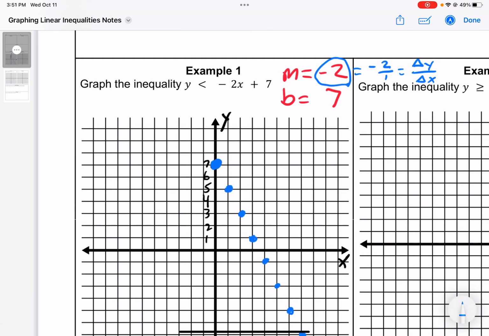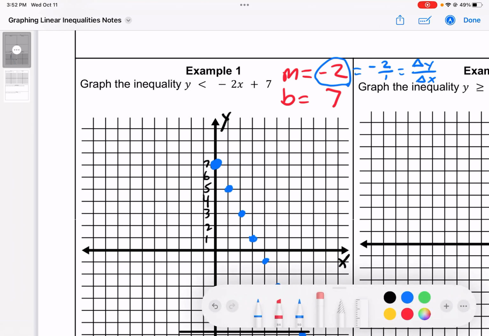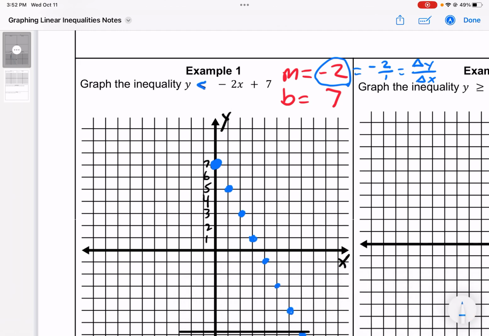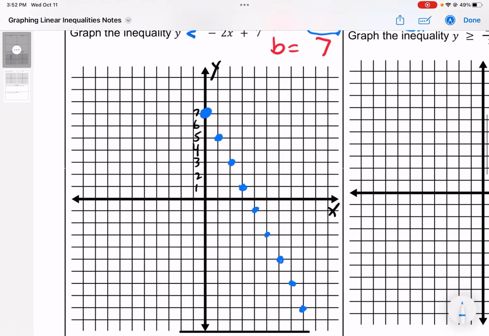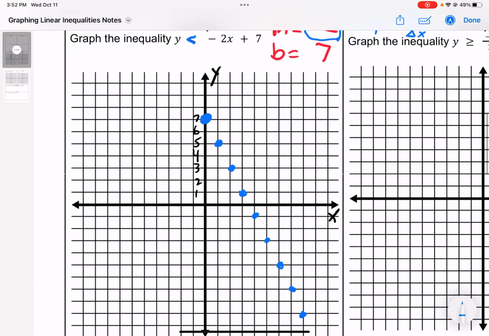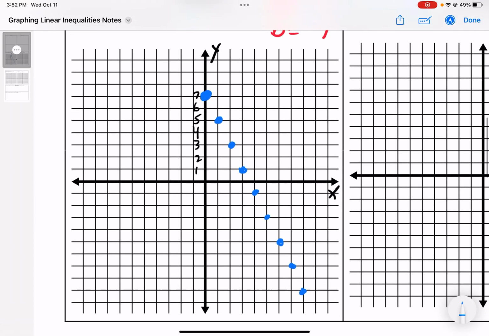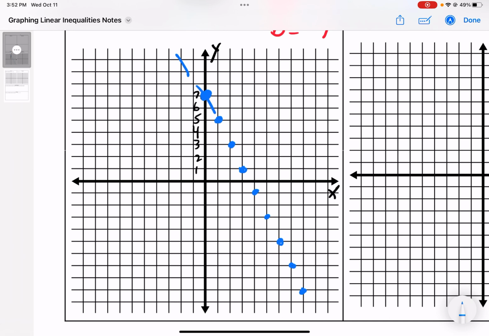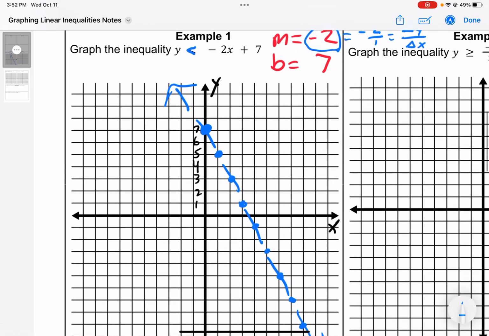But here's where it gets different. If this was an equation, we would just connect the points and we'd have our line and we'd be done. But this is a little bit different. We have a less than sign right here, right? This less than sign does not have an equal sign, right? This is just less than. What that means is that the line is not included in the inequality. And so when there's no equal sign, instead of doing a solid line, we'll do some kind of dashed line to show that it's not included. Just like this, right?